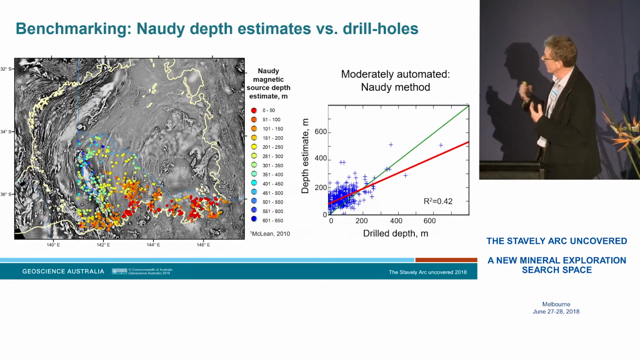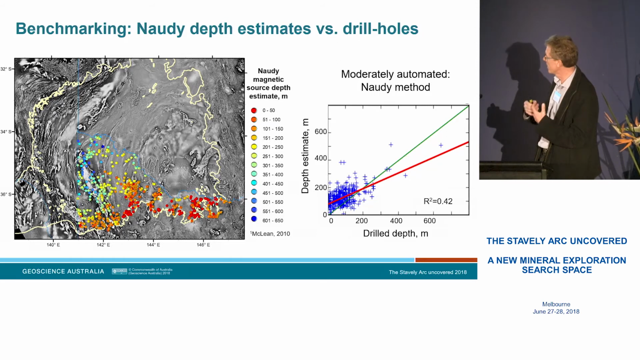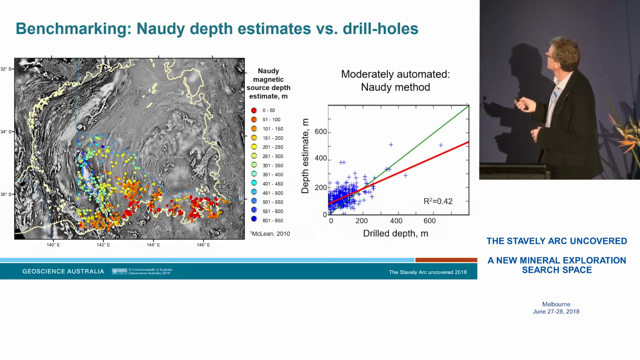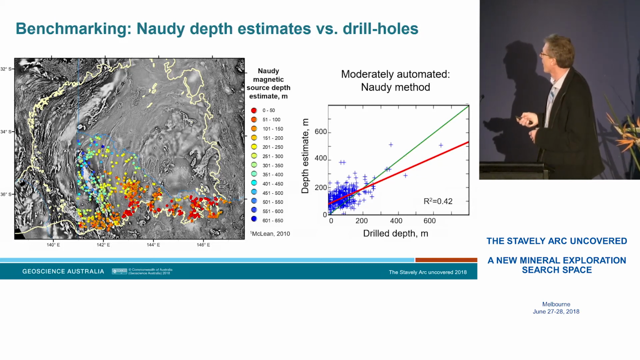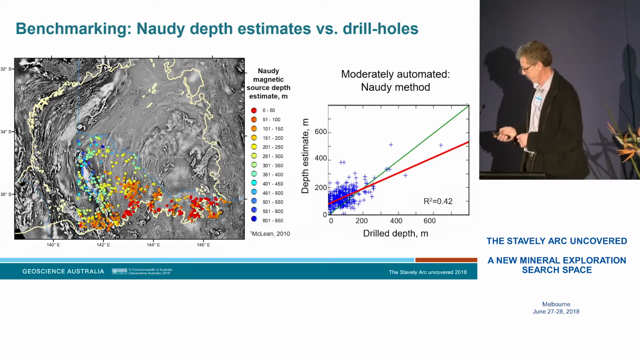Another method is now looking at profile data, so going to the flight line database and doing modelling on that. It's more time consuming. This is an Naudy depth estimation method, done by Mark McLean, but the results are orders of magnitude better than those grid-based methods. And you see R squared of 0.42. So, hey, we're on the right track, and that's great.